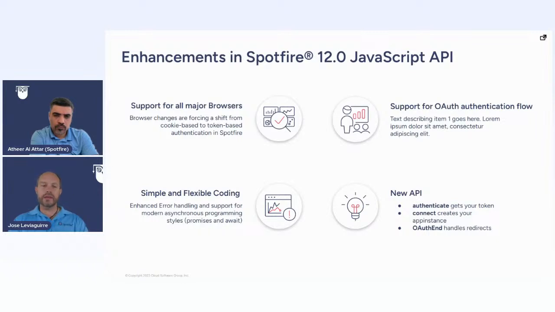The new API has three new important methods. One is authenticate, to get the token. The other one is connect, to create an application instance, and the OAuth end to handle OAuth redirects.